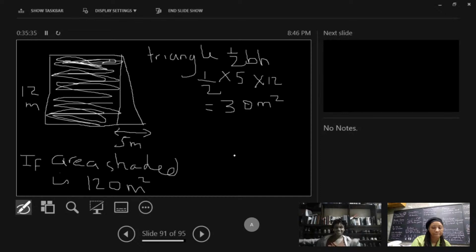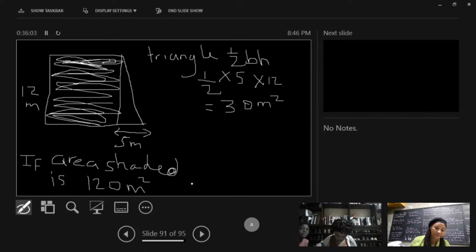Now we have to find the area of the trapezium. So the area is A plus B over 2 times the height. We already have the height. Anybody can answer this one. Remember, guys, anybody can pipe in. We're trying to find the area of the trapezium now.